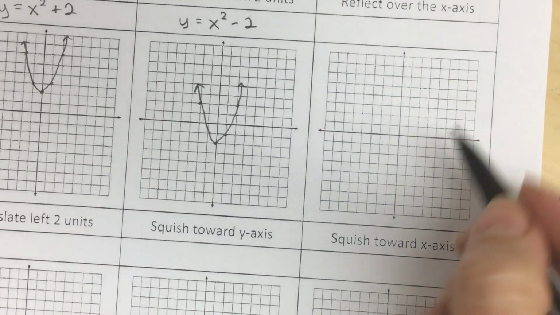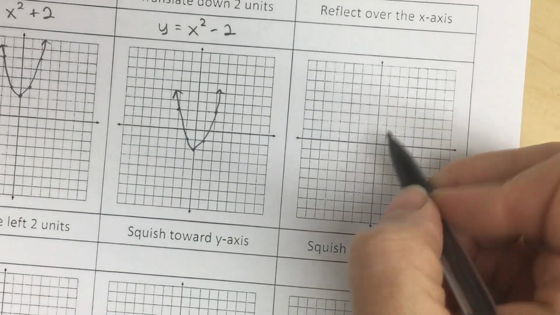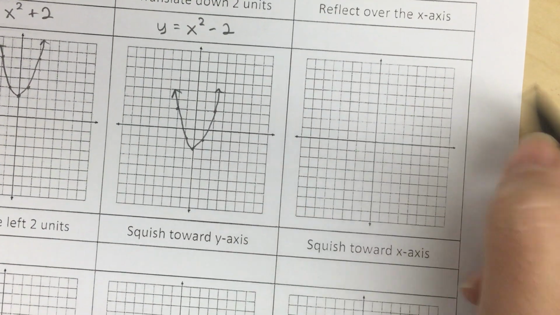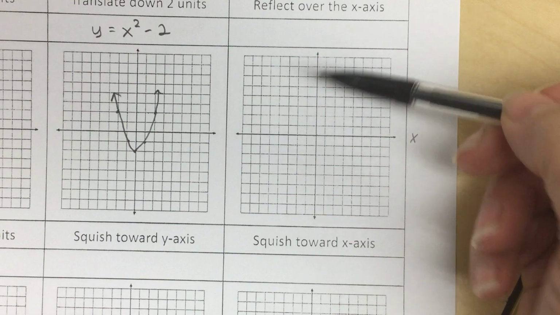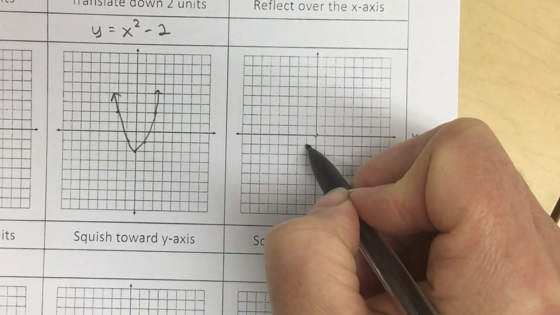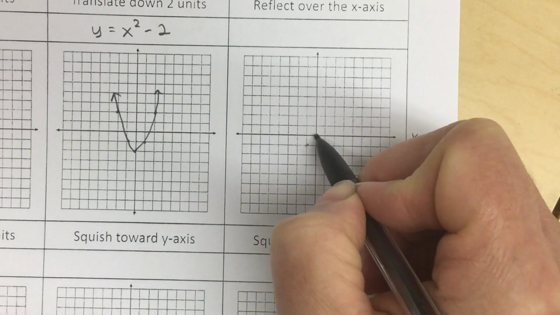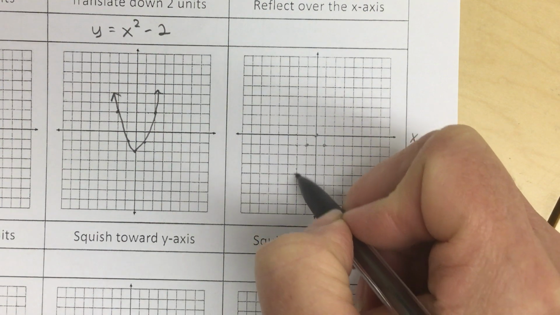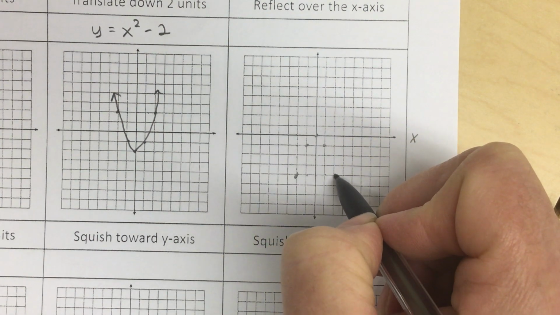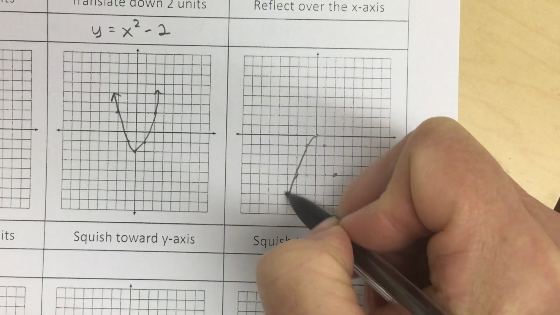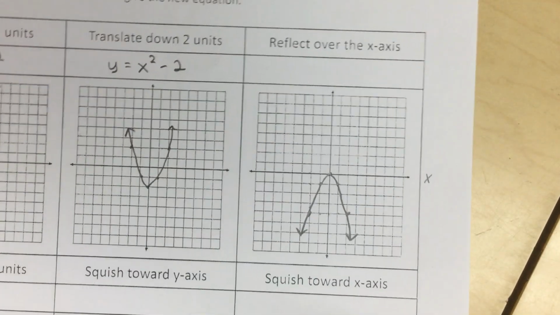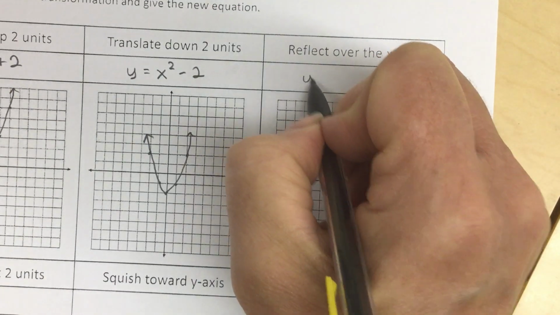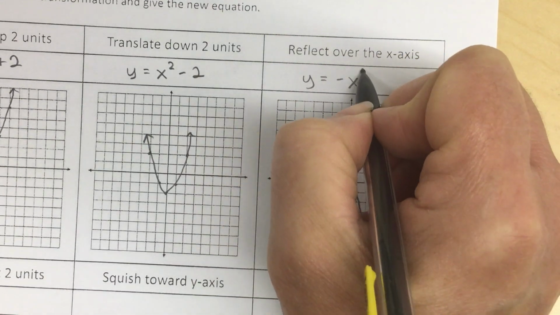To reflect it over the x-axis, we haven't talked about this. That means instead of going up, like this is the x-axis, so instead of going up, we're going to reflect it over, so it's going to flip it upside down. So it's going to go over 1, down 1, over 2, down 4. So it's going to look like this. The way that it gets flipped is we put a negative in front of the x squared. So this is y equals negative x squared.